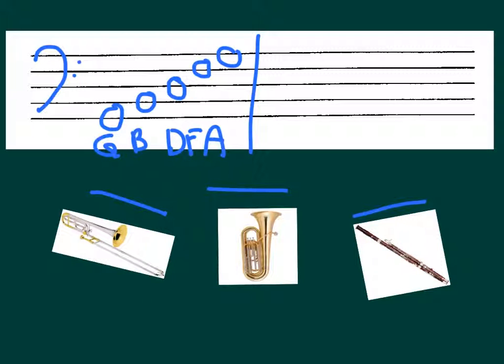Now in treble clef, the note we would use on the first space was an F. In bass clef, we would start with an A, making the order A, C, E, and G. One good phrase we can use to remember this is all cows eat grass.